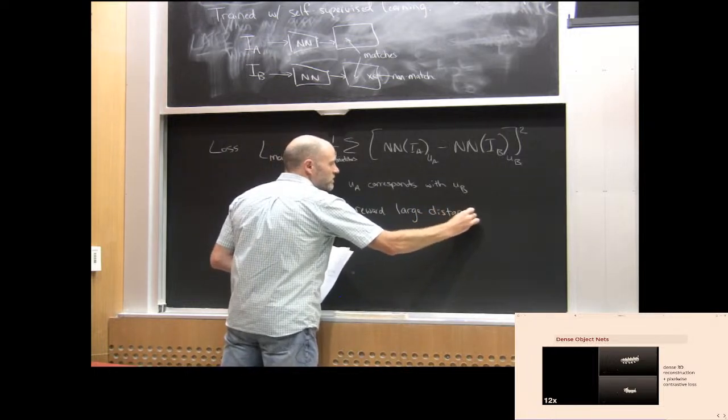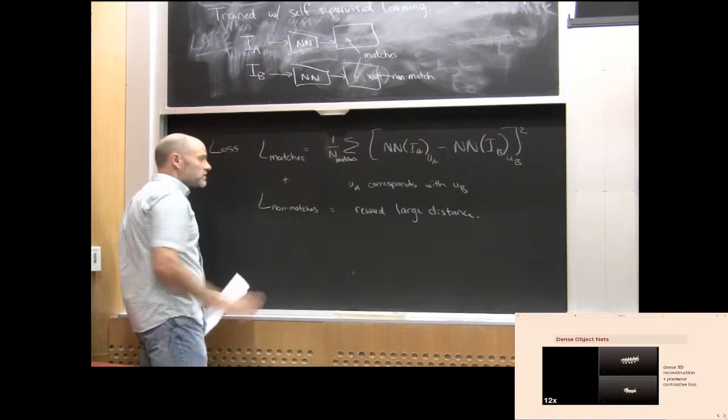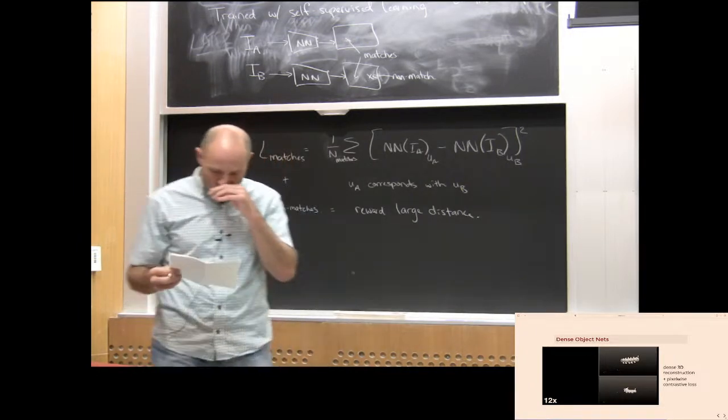Up to some threshold. And you sum those two together, and you get your pixel-wise contrastive loss.